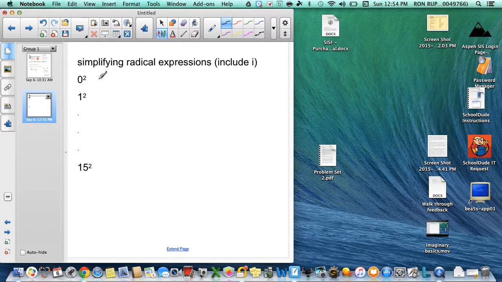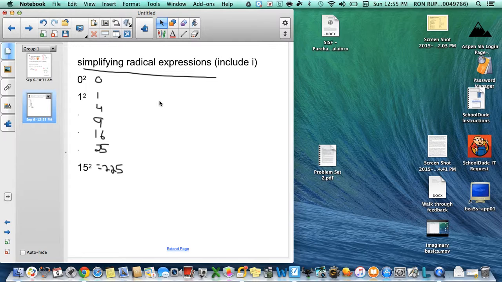You know that 0, 1, 2 squared is 4, 3 squared is 9, 4 squared is 16, 5 squared is 25, all the way down to 15 squared, which is 225. We need to have those memorized because it makes simplifying radical expressions so much easier. For the sake of keeping videos short, I'm not going to list them all out. You can do that yourself.